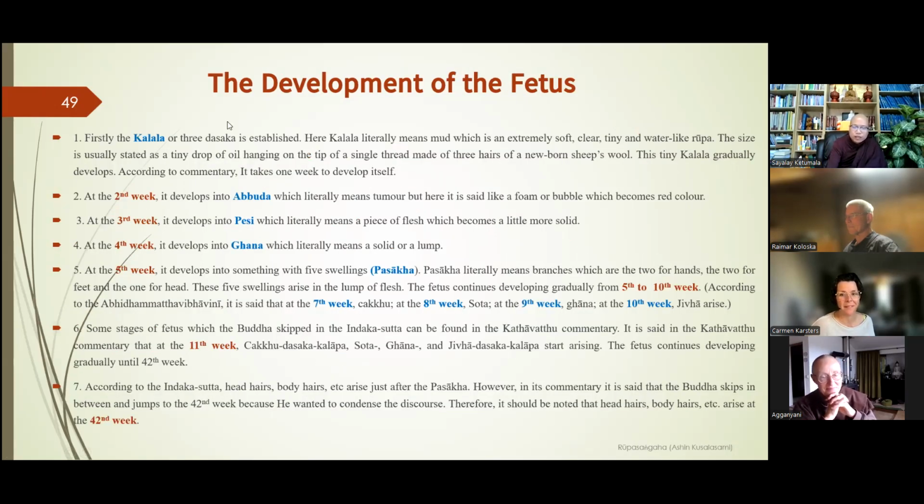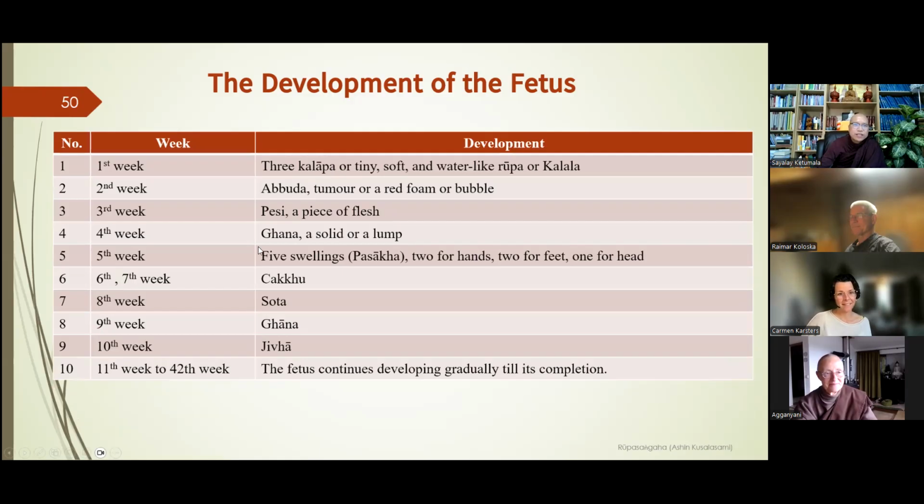So this one, I think we should continue next time. Yeah, the development of the fetus. So how does our body develop gradually, according to the Abhidhamma? If I start this one, we need 30 minutes more. That's why I don't start this one. We'll continue next time. This one is the same.